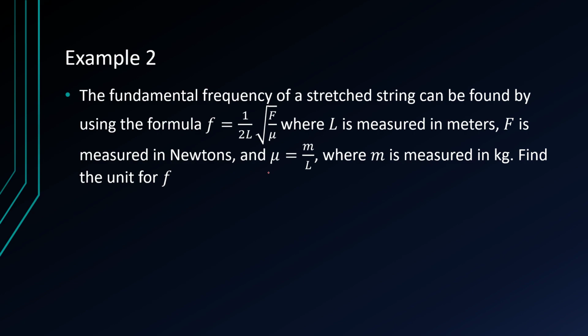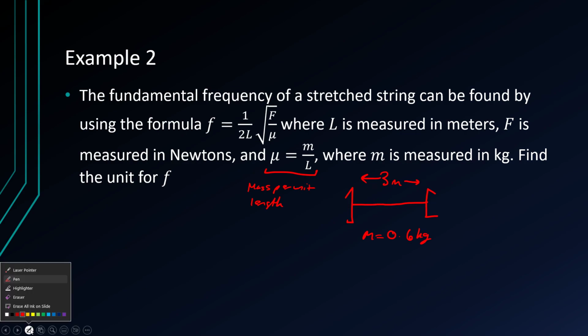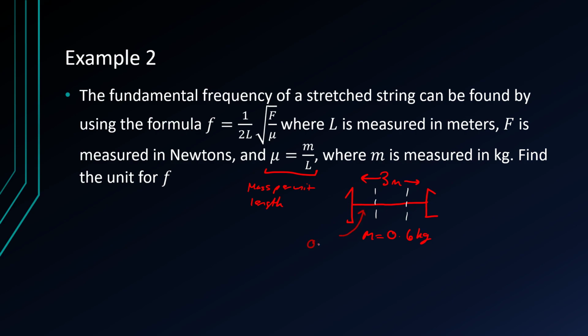Now this guy mu in this case stands for mass per unit length. So it essentially means that if there's a string here between two posts, and say it has a length of 3 meters and a mass of say 0.6 kilograms, then if we chopped off a meter of it, so if we split it into thirds, kind of like this, then the value for mu will tell us the mass of each of these 1 meter long segments. So this here would be 0.2, which would be our value for mu in this case.